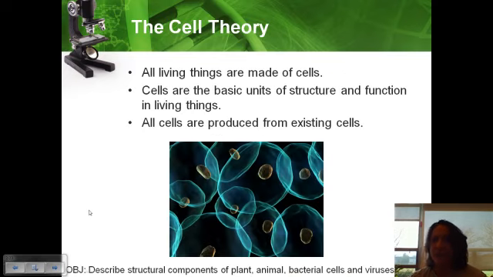So we'll start with the cell theory, and this is the basis for cytology, or the study of cells. All living things are made of cells. If it's a living thing, it's going to be made of cells, and things that are not living are not made of cells. And cells are the basic units of structure and function for living things. So they're like the building blocks. Their structure is going to determine their function, and that's how the organism is going to be able to function. And then all cells are produced from existing cells. Now, that begs the question, where did the first cell come from? We will address that question, but not in this unit.